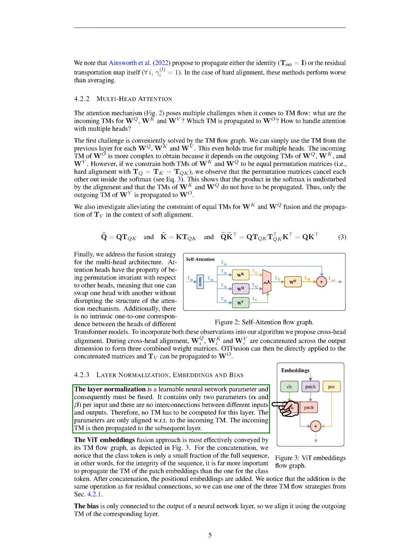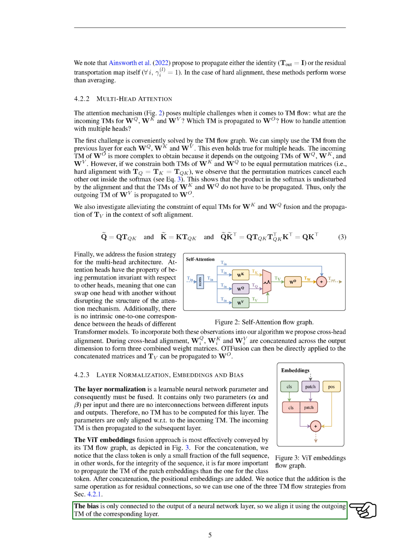The vision transformer, ViT, embeddings fusion approach is best explained by its TM flow graph. For the concatenation, we note that the class token is only a small part of the full sequence. Therefore, it's more important to propagate the TM of the patch embeddings than the one for the class token. After concatenation, the positional embeddings are added. We note that the addition operation is the same as for residual connections, so we can use one of the three TM flow strategies from section 3. The bias is only connected to the output of a neural network layer, so we align it using the outgoing TM of the corresponding layer.